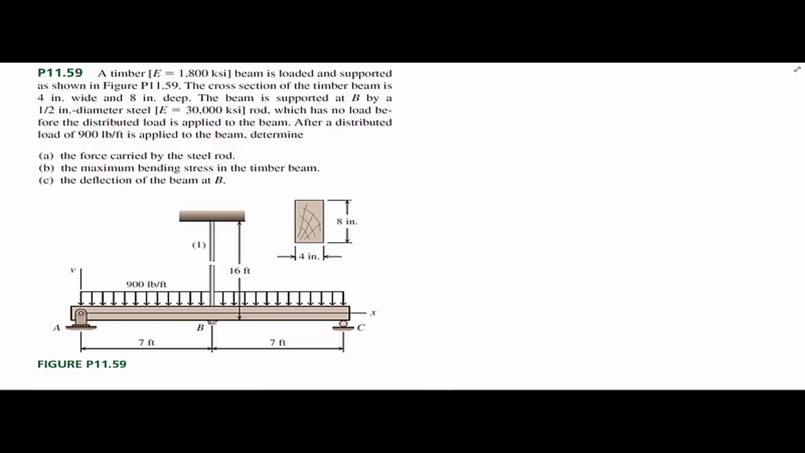This one we're going to work on 11.59 out of the text. It says here, a timber beam is loaded and supported as shown. The cross-section of the timber beam is 4 inches wide and 8 inches deep. The beam is supported at B by a 1/2 inch diameter steel rod, which has no load before the distributed load. 900 pounds per foot is applied to the beam.